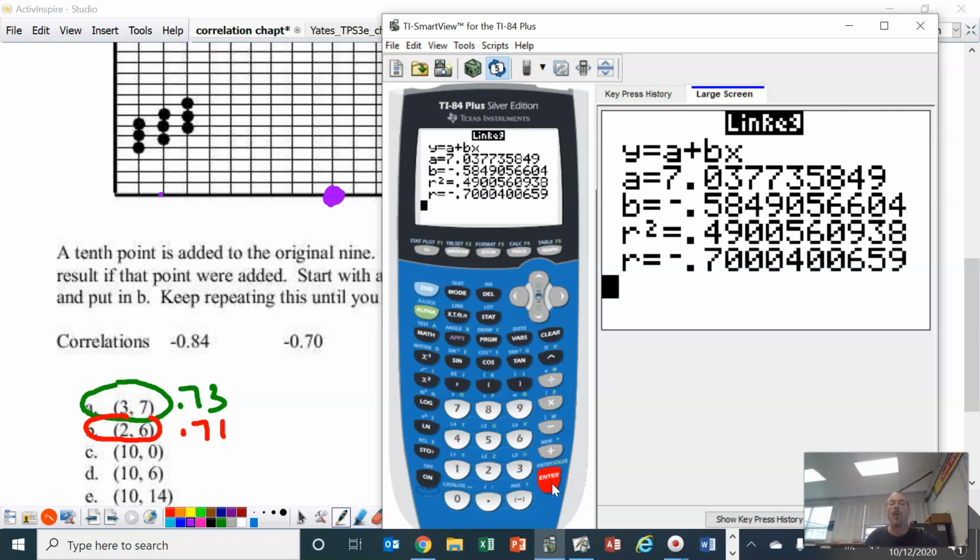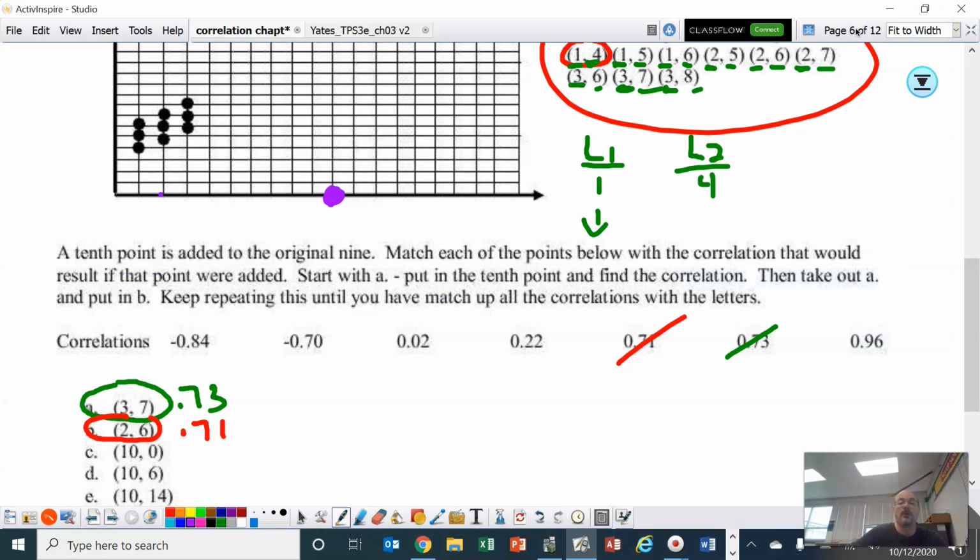And, wow, it made it negative. Look at that. It's now negative. Okay, it's still kind of strong, but it's strong in the other direction. That's weird, but that's what happens. That dot, obviously an outlier, made it so that the correlation changed direction, because now it thinks it's negative. So this one is negative 0.70. Okay, let me take that one out and let's take a look at the next dot.